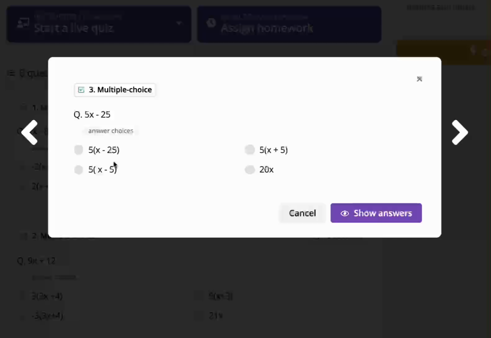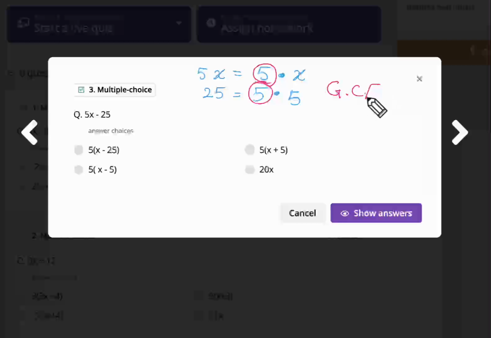5x minus 25. I need the prime factorization of the two terms. Okay. So 5x is 5 multiplied by x. That's it. And the 25? 25 equals 5 multiplied by 5. Okay. And now, what is the common factor here? It's this 5. And it's the only common factor, so it's the GCF, the greatest common factor.